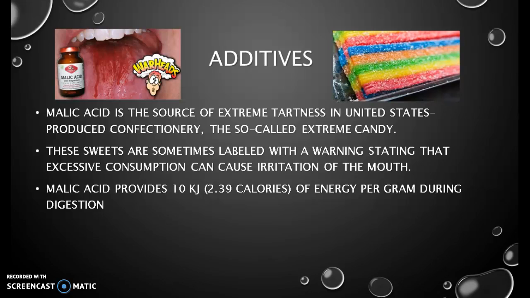Additives. It's also used as an additive, and if you've ever eaten a sour piece of candy, most likely it has malic acid in it. Any type of extreme sour candy in the United States, they use malic acid for that. They do put warning labels on there because, you know, sometimes if you eat too much of it, it can cause a little irritation in the mouth. But it also provides energy during digestion.